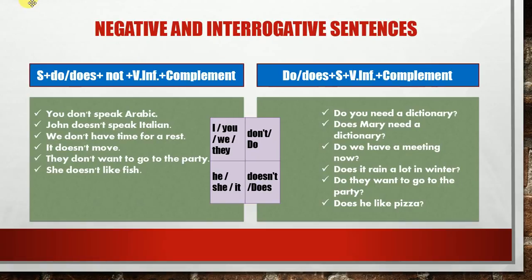Please be careful. Here is the structure for the negative. In negative, you have the subject plus do or does, plus not, plus the verb in infinitive form, plus the complement. In this part it's very important to identify these two words, the word do and the word does.